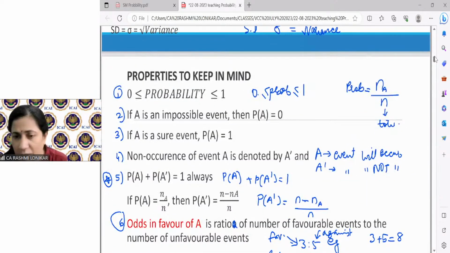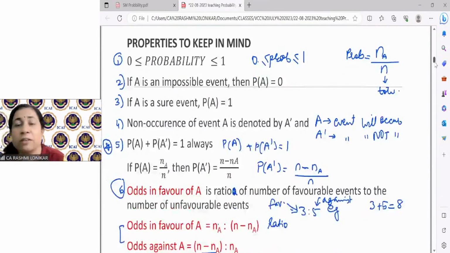Then these are the important things that you should keep in mind for probability: the value of probability will always lie between 0 and 1. You cannot get a negative probability. Second, if A is impossible, its probability is 0. If event A is a sure event, the probability is 1. Non-occurrence of event A is denoted by A dash, which is given by 1 minus probability of A. Then P of A plus P of A dash, that is the probability of the event occurring plus the probability of the event not occurring, when I add those two probabilities, the answer should be equal to 1.